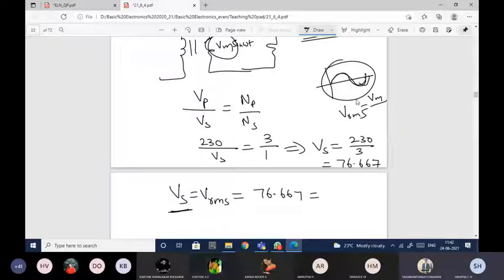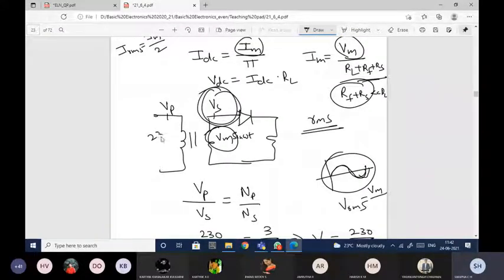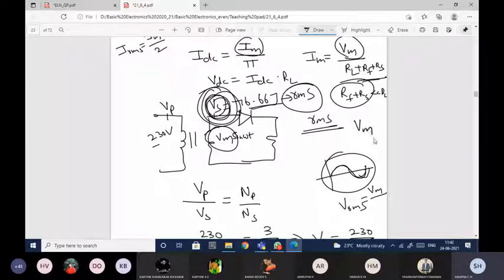Yes. Repeat once again. Okay, here this voltage is 230 volts, and then he has given some turns and everything, and finally I've got Vs as 76.667, something like this. Whatever voltage is specified by the transformer secondary is nothing but the RMS value. So from this RMS value, I need to find the peak voltage. This Vm I need to find.